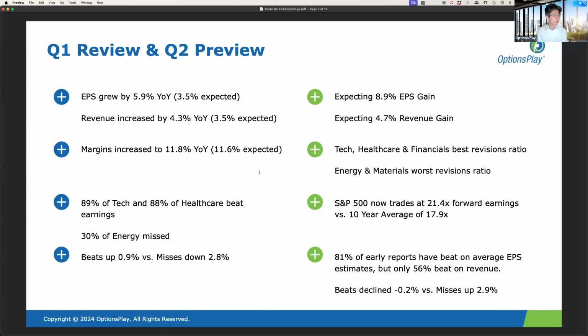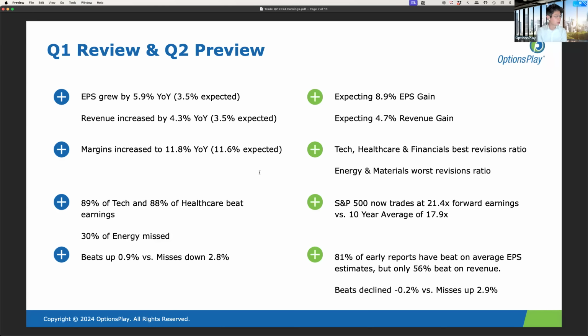So the bar was set, I would say, fairly low at the beginning of Q1. So we were able to beat that by a pretty significant margin. Revenue came in at about 4.3% year over year growth versus the 3.5% that was expected at the beginning of the quarter. So we did end up having a Q1 that was quite positive overall, with both top and bottom line beating analyst expectations.